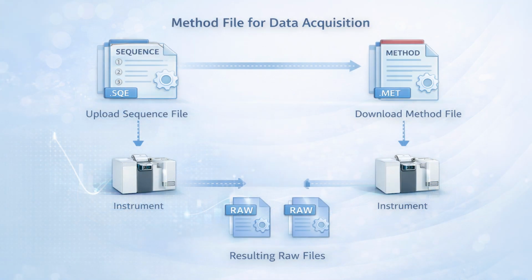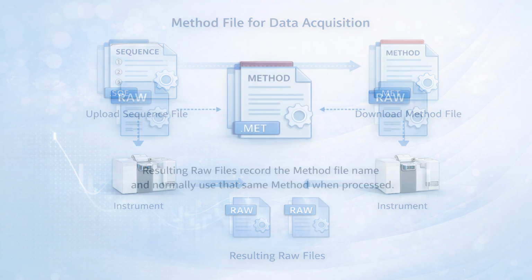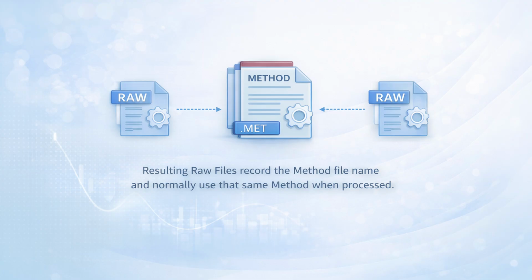A method file can be used for data acquisition in two ways. It can be included in a sequence file, which is then downloaded to an instrument, or it can be downloaded directly to an instrument on its own. When a method is used for acquisition, the resulting raw files record the name of the method file and normally use that same method automatically during processing.